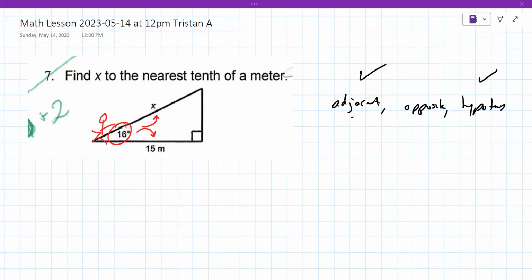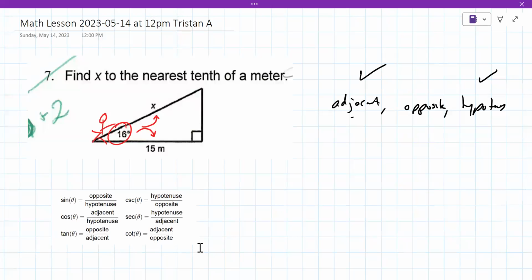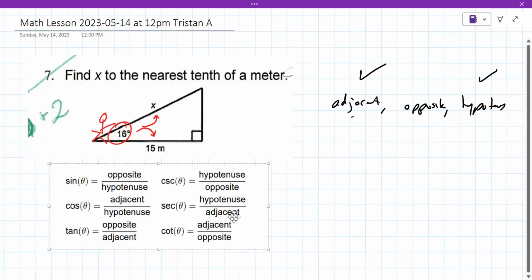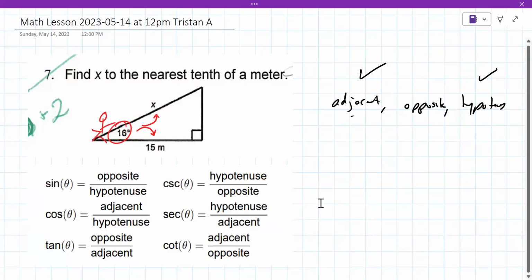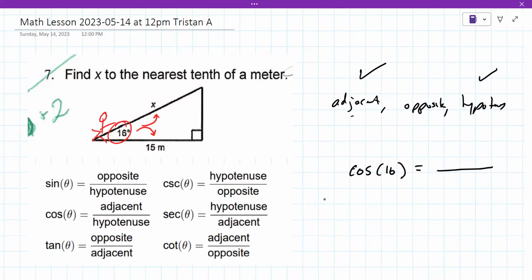And sometimes the way the matching is presented, I don't think it's as succinct as this right here. This is your important stuff. You've got to know this. And you just said it's cosine. Cosine of 16 equals what divided by what? What goes on the top, goes on the bottom. It's adjacent over hypotenuse. What goes in the adjacent position? 15. Good. And in the hypotenuse? Just X. Just X. Good.